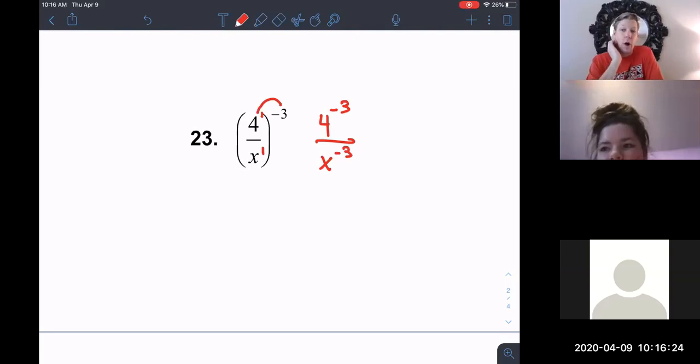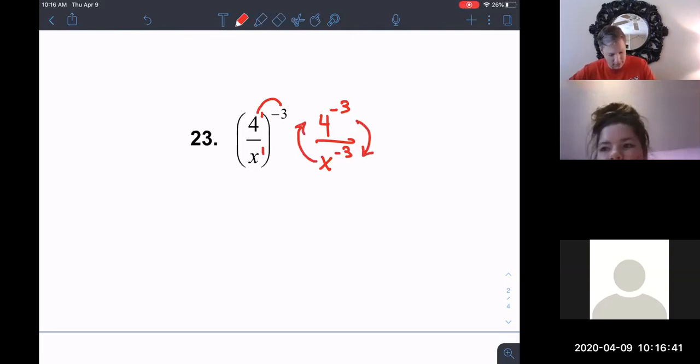And let me ask you why. Why can't we leave our answer like this? Maybe Cheyenne knows. Because of the negatives. That's right. We can't have negative exponents in our answer. So how do we get rid of negative exponents? Flip it. Yep, we move it to the other side of the fraction.